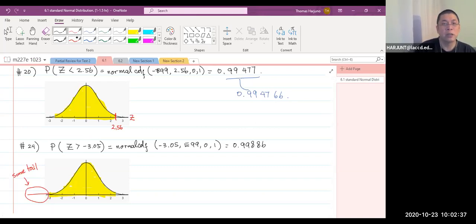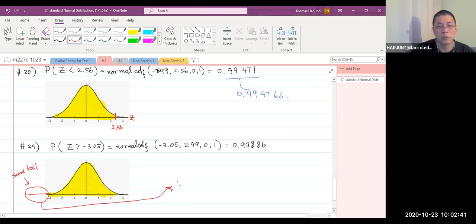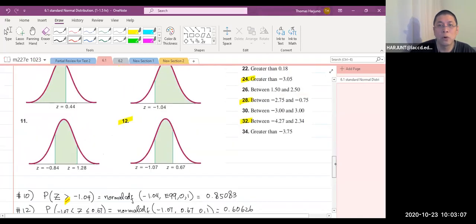Now, with that said, the area of that tail, the probability that Z is less than or equal to negative 3.05, will be 1 minus that number. That would be 0.00114. Okay, just a follow-up question. That's number 24. Let's do more.